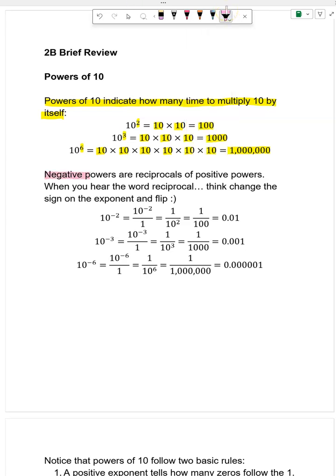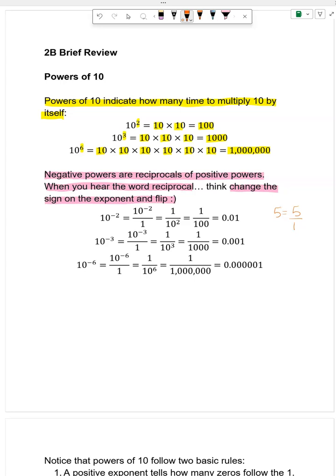So negative powers are reciprocals of positive powers. So when you hear the word reciprocal, this is what I want you to think. Change the sign on the exponent and flip it, okay? So let's talk about any whole number. Any whole number can be written over 1. So say we have 5, all right? So 5 as a whole number can be written over 1, right?